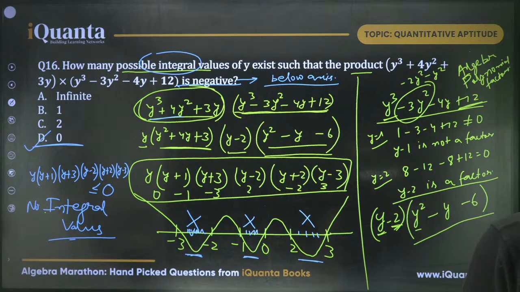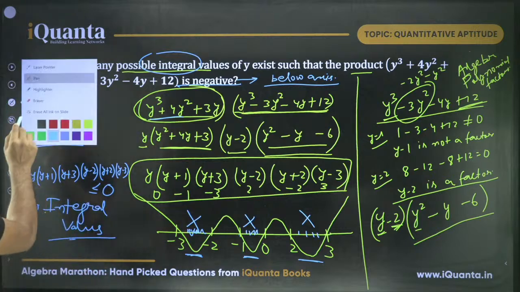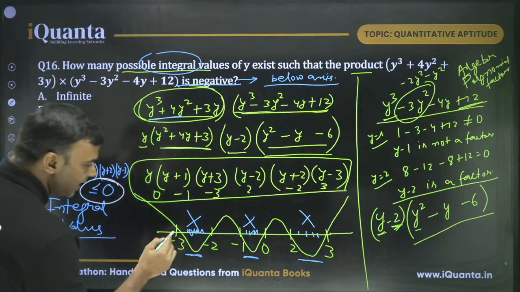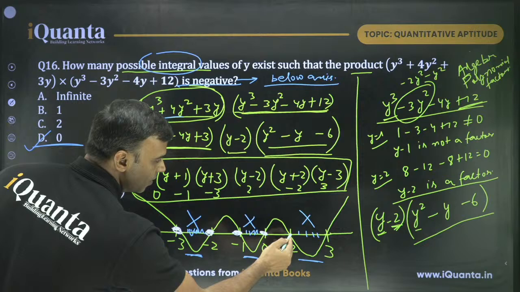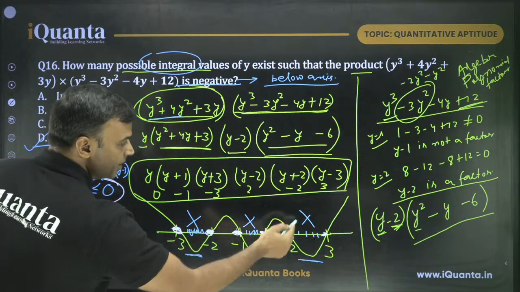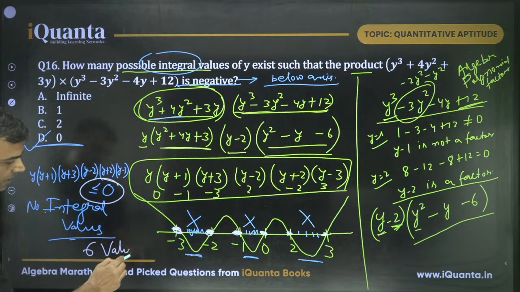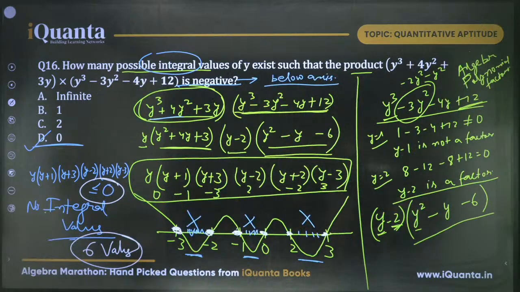Okay. So in this case, now you see, now we can include, isn't it? It is less than equal to 0. तो अब क्या क्या आ जाएगा? -3 आ जाएगा, -2 आ जाएगा, -1, 0, 1, 2, 3. So how many values? 1, 2, 3, 4, 5, 6. बीच में तो अभी भी नहीं आएगा, but there are 6 values which are possible, right?